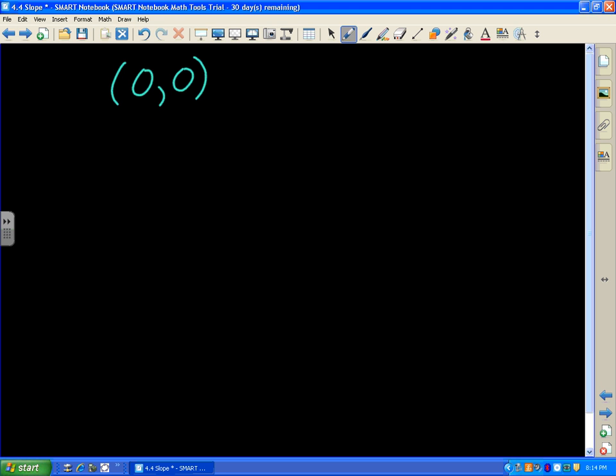What is the slope of the line that is going through these 2 points, 0, 0, and 3, negative 3?